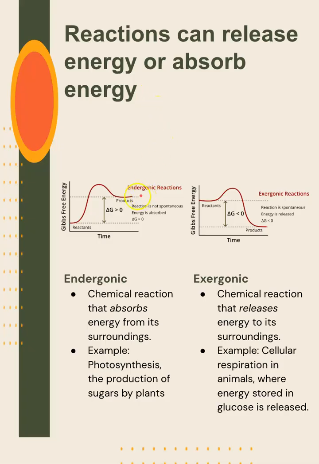The first one is endergonic reaction. In an endergonic reaction, the chemical reaction absorbs energy from its surroundings. So in order for this reaction to occur, it requires energy in order for the reaction to move forward. This reaction is not spontaneous because energy is required and must be absorbed. In this reaction, we start at a lower Gibbs energy for the reactant compared to the product. So for this reaction to happen, energy is needed in order for us to be able to overcome the amount of energy required to produce that product.